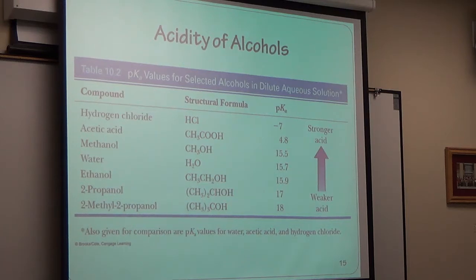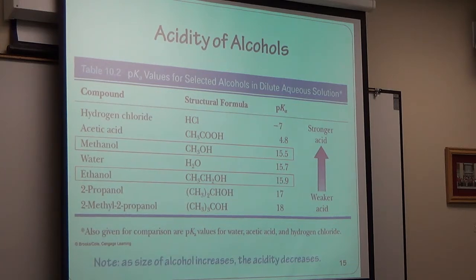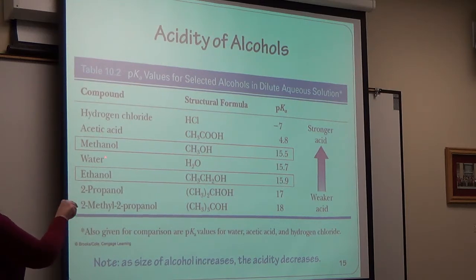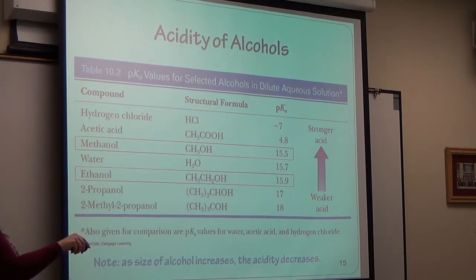But of course, the smaller the pKa, the stronger the acid. These are the two. And notice the size. As the size increases, methanol is 1 carbon, ethanol is 2 carbons, propanol is 3. This actually has 4 carbons total. It's propanol, but it has a methyl group also. As you increase the number of carbons, you decrease the pKa. So it becomes even worse of an acid, I suppose. So just keep in mind that the size of that carbon chain can affect the acidity and decreases the acidity.